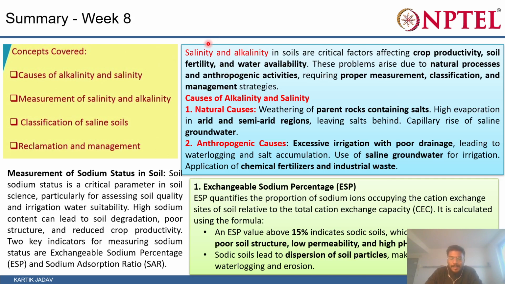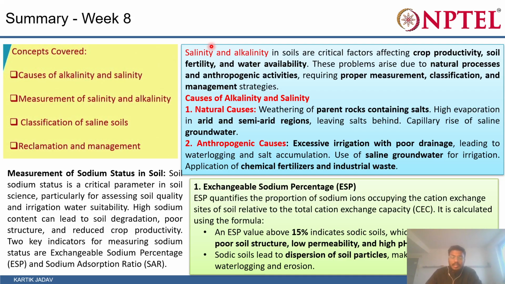You can see that any problem in the soil, whether it is related to acidity, sodicity, salinity, or alkalinity, is not only impacting the soil, right? It impacts the growing plant in that soil, its fertility as well as water availability, because fertilizer availability and water availability are the fundamental requirements of any plant.